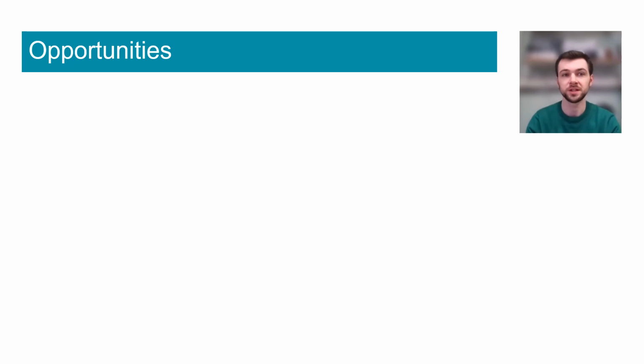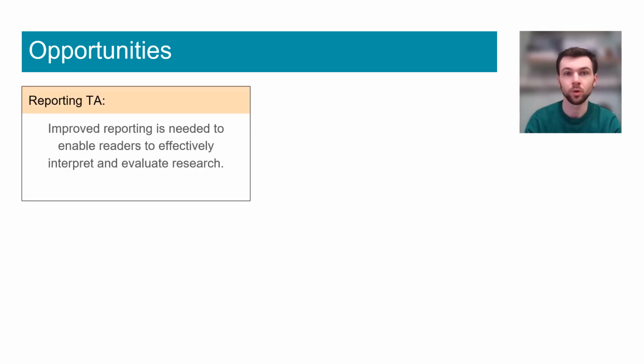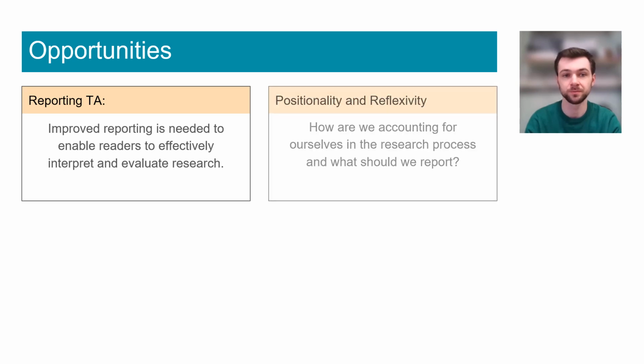In our paper, we discussed 4 areas or opportunities to improve the use of TA going forward, informed by our analysis. We argue the importance of reporting TA practices. There are many reasons for this. At the very least, improved reporting is needed to enable readers to effectively interpret and evaluate research. In particular, we think there is a need for greater reporting of positionality and reflexive practice. We discuss the challenges of doing this and suggest some starting directions.